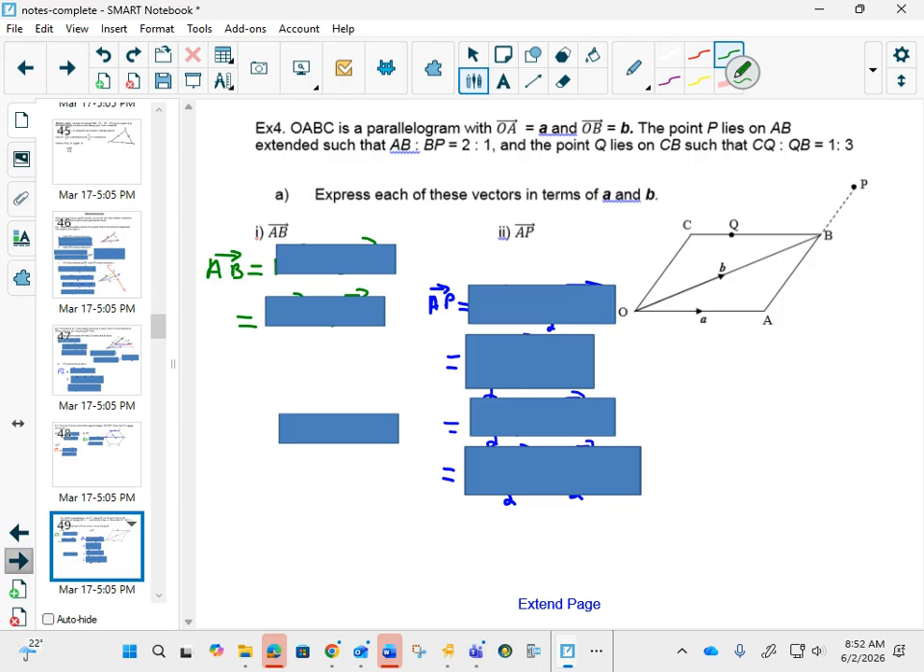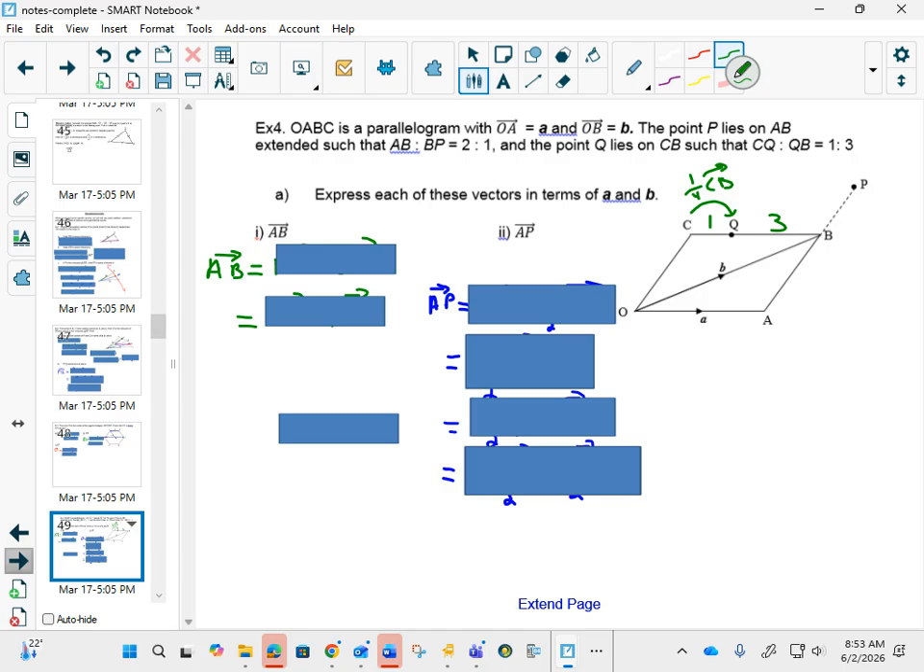CQ to QB is 1 to 3. So this is 1, this is 3. As far as fractions go, going from C to Q would be going 1/4, not 1/3, of the way from C to B. Does that make sense? That going from C to Q is 1/4 C to B.